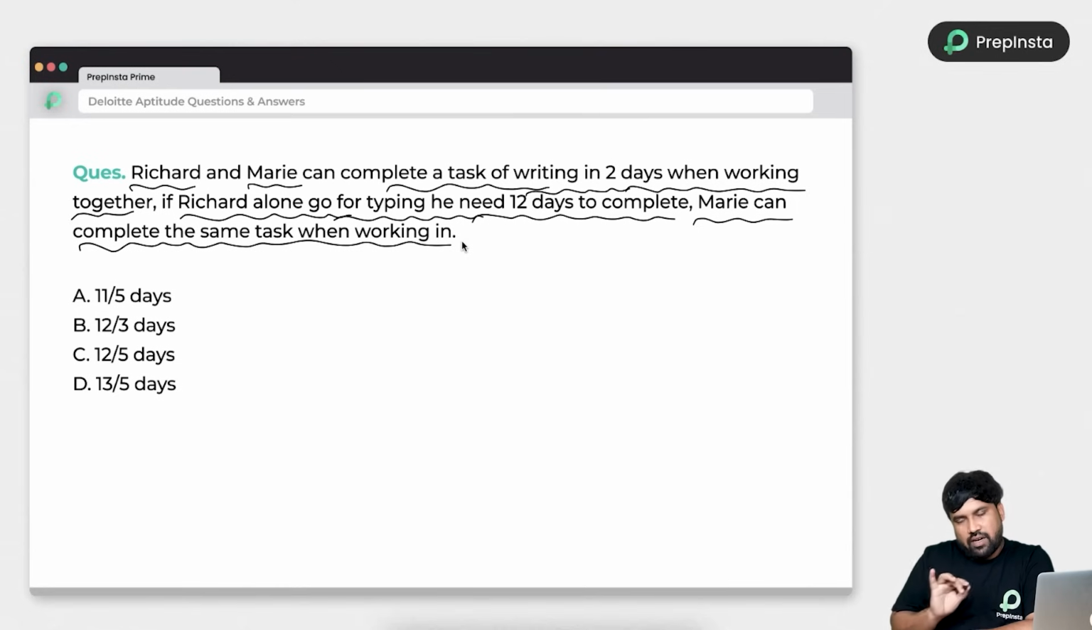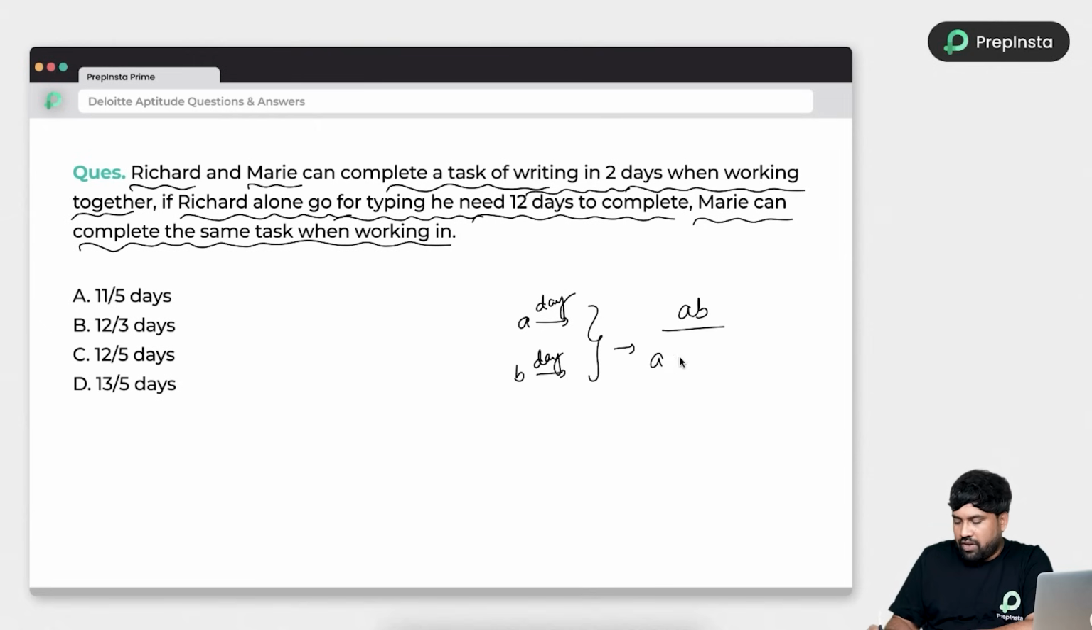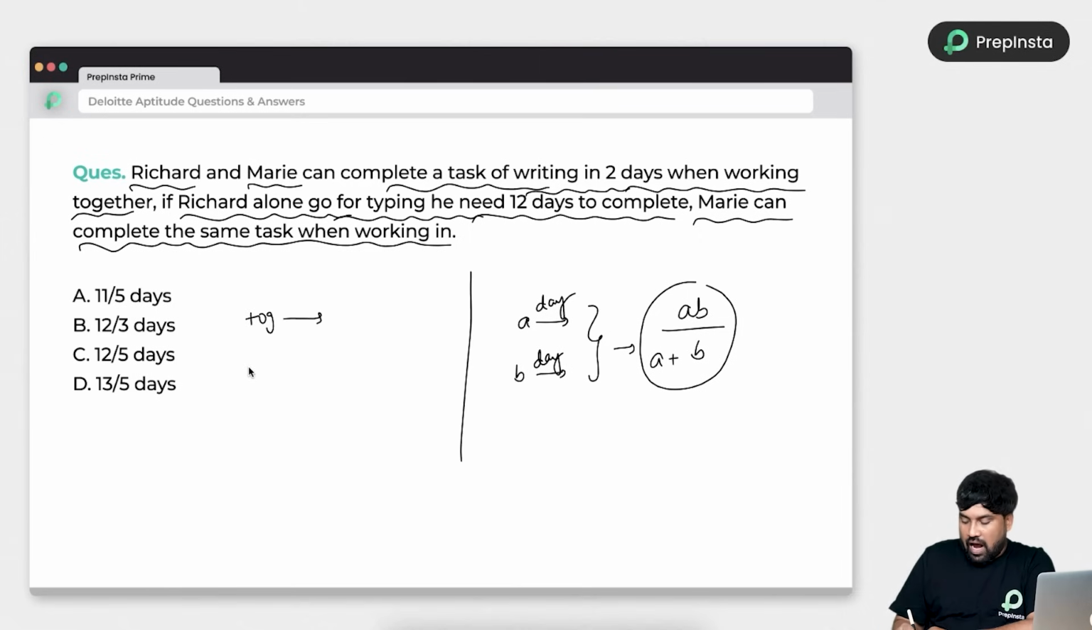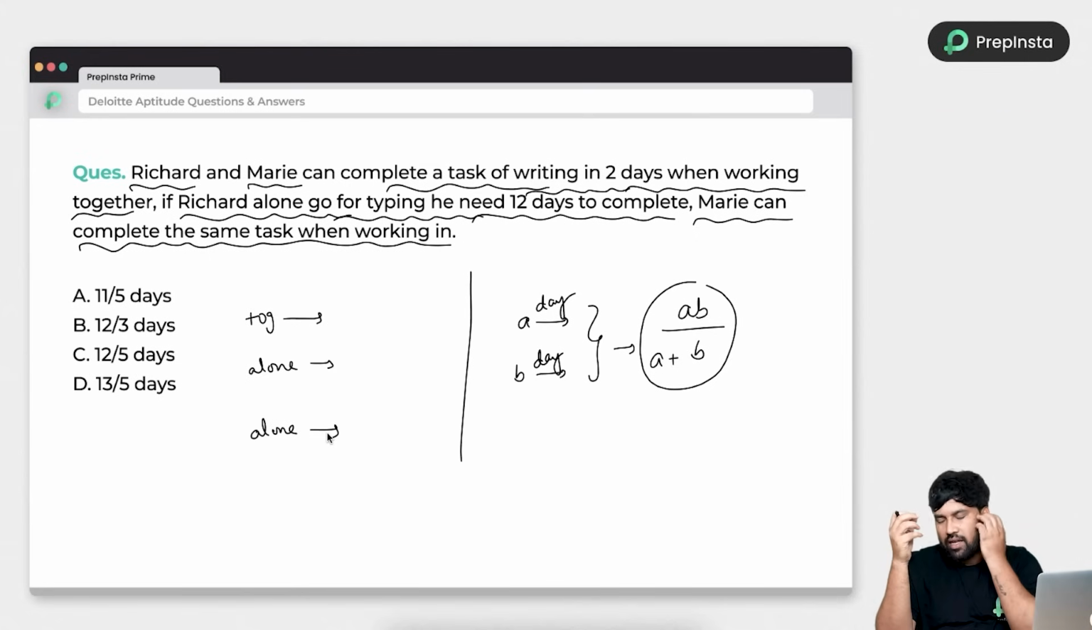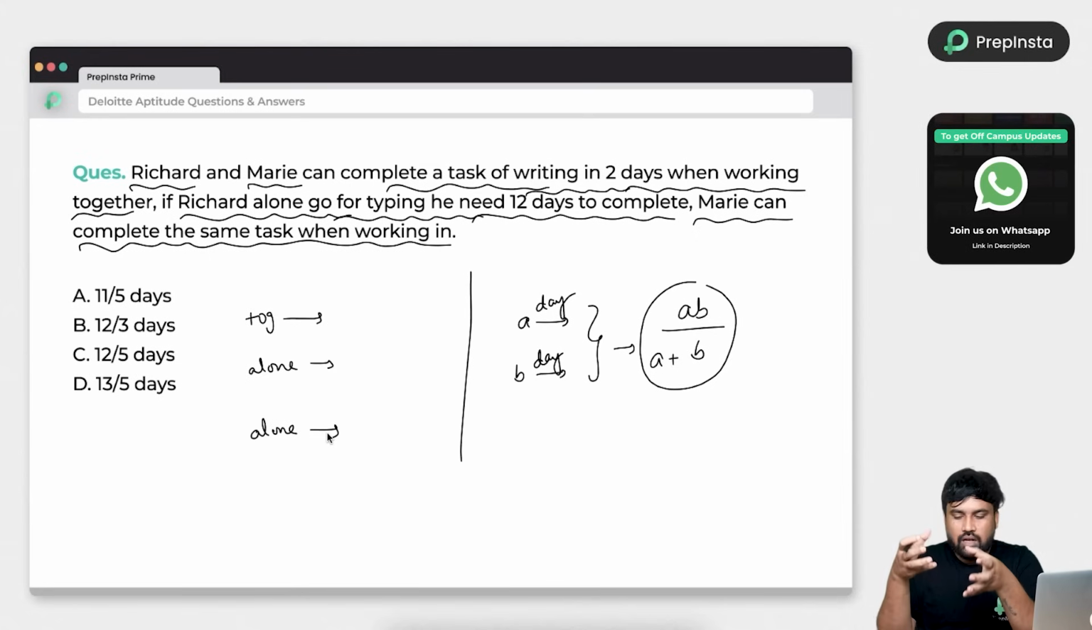So simple logic I will tell you, remember that if a person is completing a task in A days and another person is completing a task in B days, together they complete the task in AB by A plus B days. That is the straight away formula we have. But whenever together is given and alone is given, and you need to find the other alone, these are some kind of simple cases. We will explain a lot of these types of models in our prime videos so that people can easily do the problems.